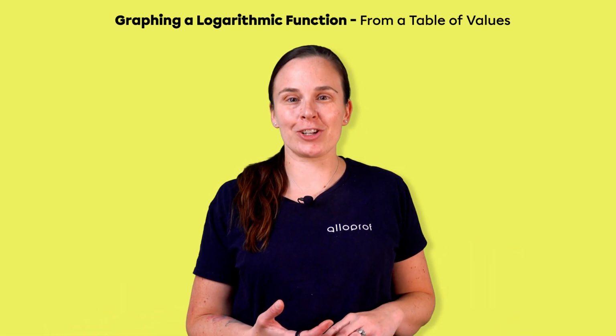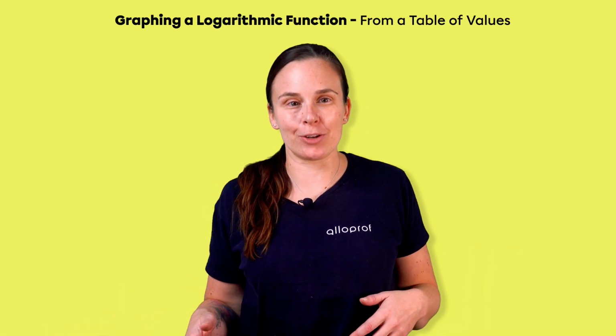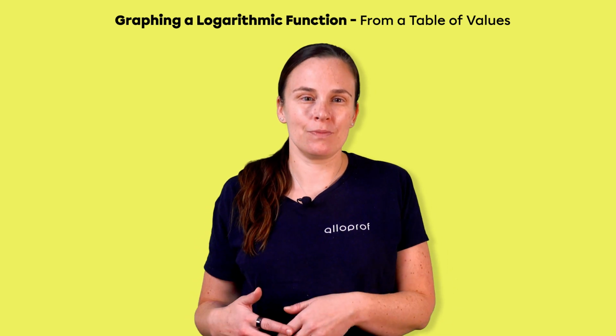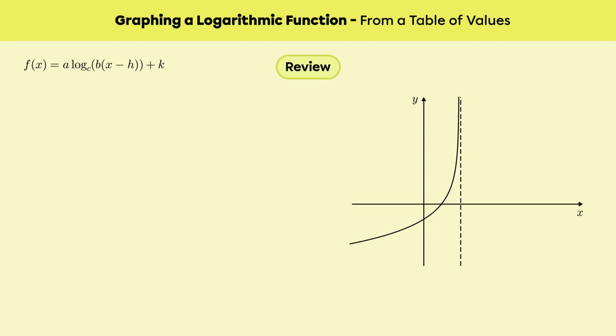In this video, we will look at how to graph a logarithmic function from its rule and a table of values. Let's start with a review. The rule of a logarithmic function is f of x equals a times log base c of b times (x minus h) plus k. It is represented by a curve which approaches a vertical asymptote closer and closer on one of its extremities. The equation of the asymptote is x equals h.